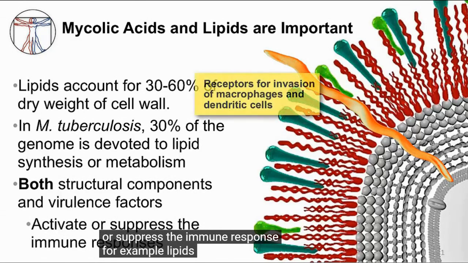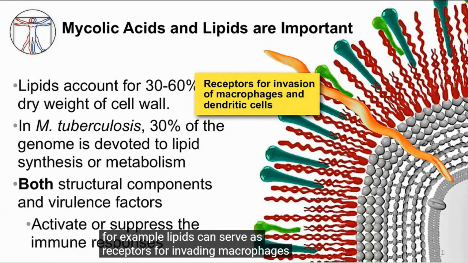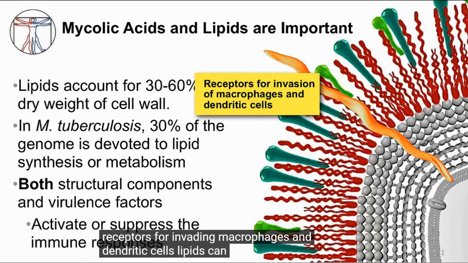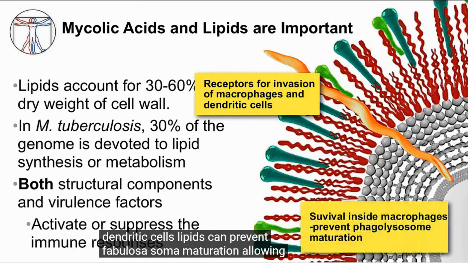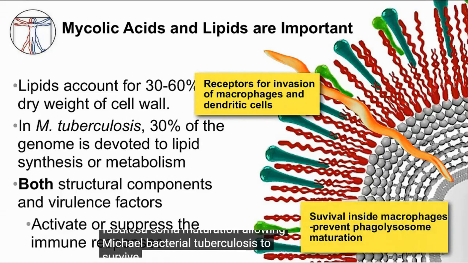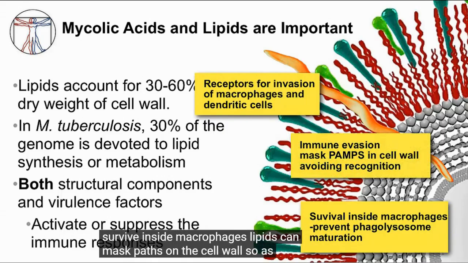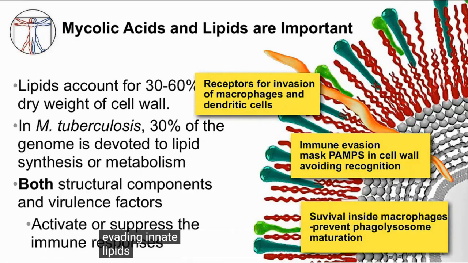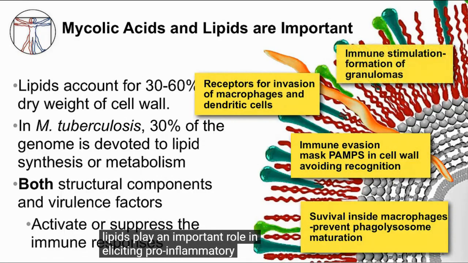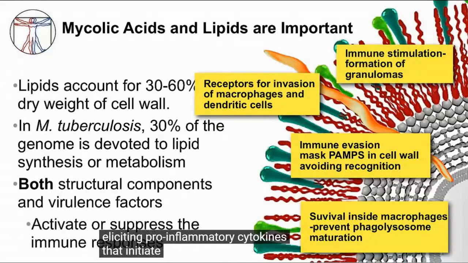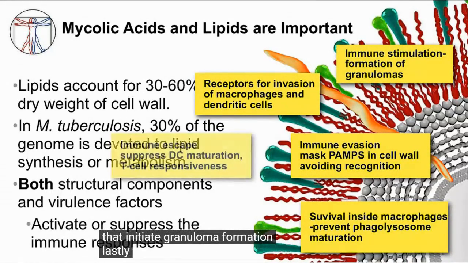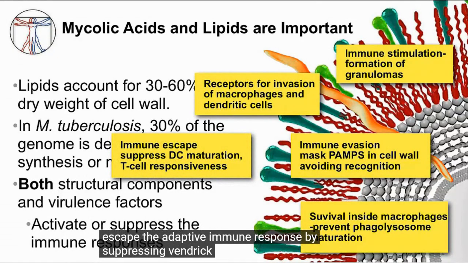For example, lipids can serve as receptors for invading macrophages and dendritic cells. Lipids can prevent phagolysosomal maturation, allowing Mycobacterium tuberculosis to survive inside macrophages. Lipids can mask PAMPs on the cell wall so as to avoid toll-like receptor recognition, evading innate immunity. Lipids play an important role in eliciting pro-inflammatory cytokines that initiate granuloma formation. Lastly, lipids enable mycobacteria to escape the adaptive immune response by suppressing dendritic cell maturation and T cell activation.